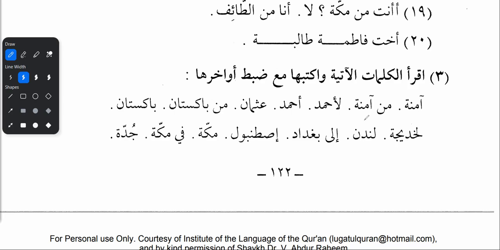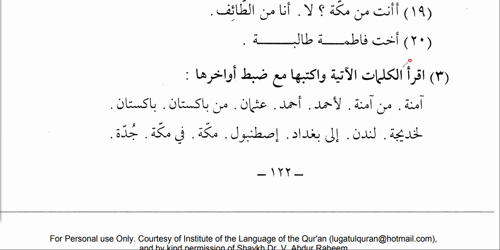Our third exercise: اقرأ الكلمات. اقرأ, this is the command. الكلمات الآتية means the following words. Kalimat means words. Atiya means the following or coming. وَاكْتُبْهَا, uktubha, write it, this is our command. And ma dabti means by putting the haraka. Dabt means putting the haraka. Awakhiriha means putting the haraka on the last letter of the noun.